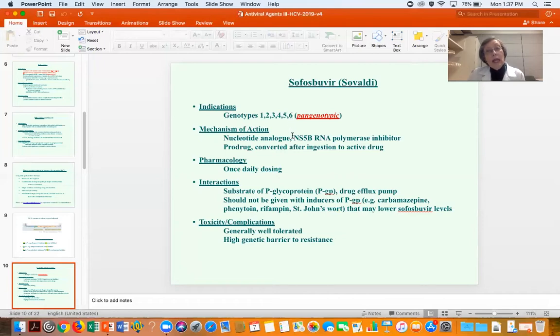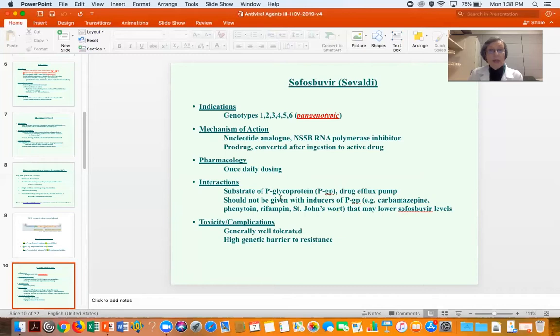It's a nucleotide analog, so it has a phosphate group attached to it, and it does inhibit the RNA polymerase. It's also a prodrug, so it has to be converted after it's ingested to the active drug. And we've seen that we have several prodrugs among antivirals that we've been discussing. It's given once daily orally.